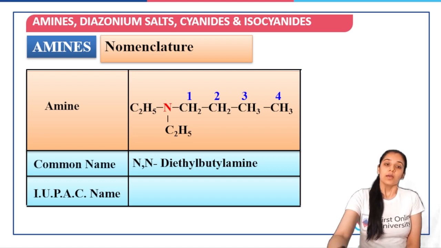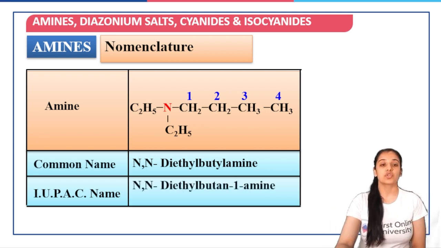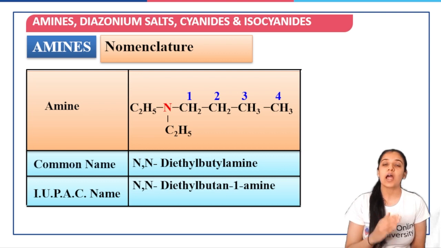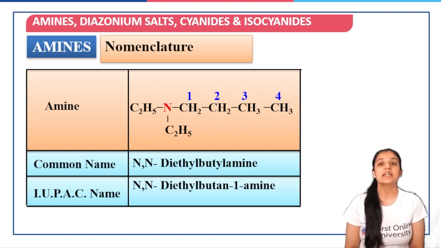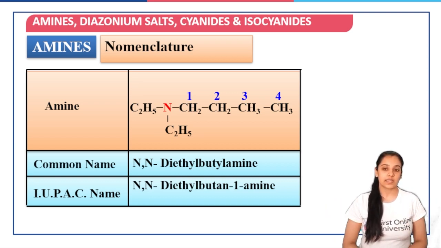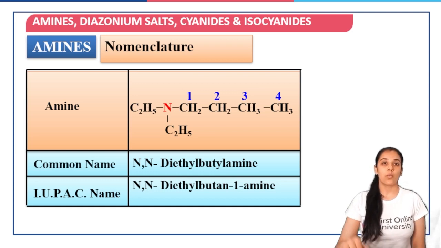The common name of it is N,N-diethylbutylamine, and the IUPAC name is going to be N,N-diethylbutane-1-amine. As I told you, since there are more than two carbon atoms, you will have to say whether it is at the first, second or third position, depending upon the number of carbon atoms actually present. So N,N-diethylbutane-1-amine.